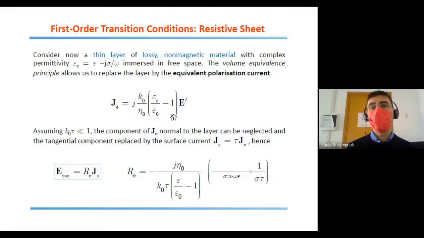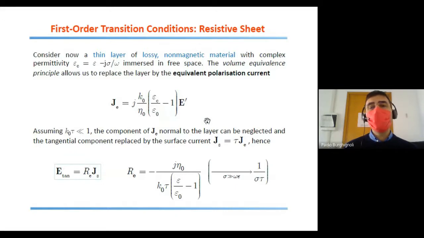Okay, so if the media were the same, the dielectric contrast would be 0, so we would have no equivalent polarization current. Now again, we assume that our sheet is very thin in terms of lambda, so K0 times tau, the thickness, is a very small quantity. And again, we can neglect the normal component of this equivalent polarization current. So this is purely tangential.